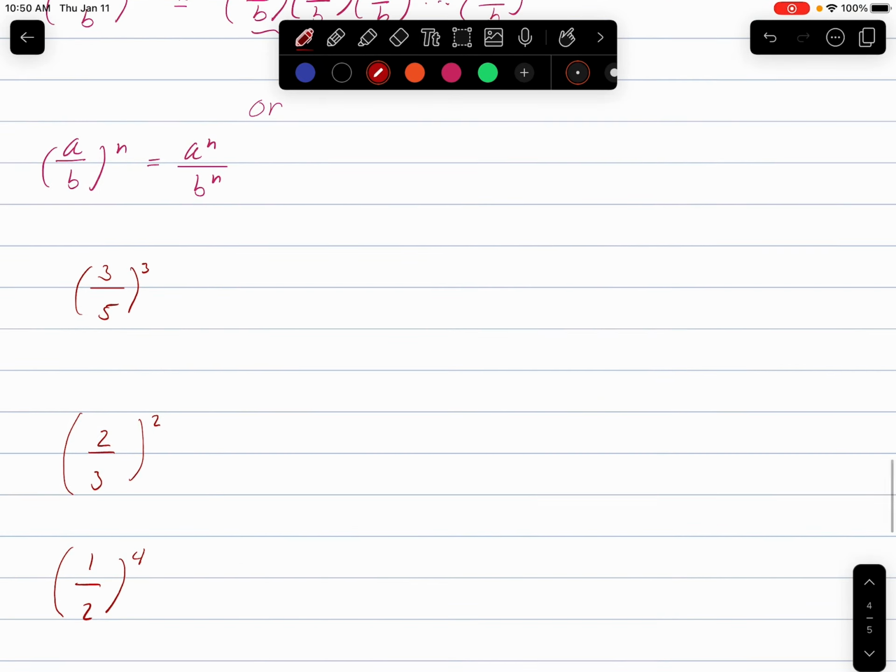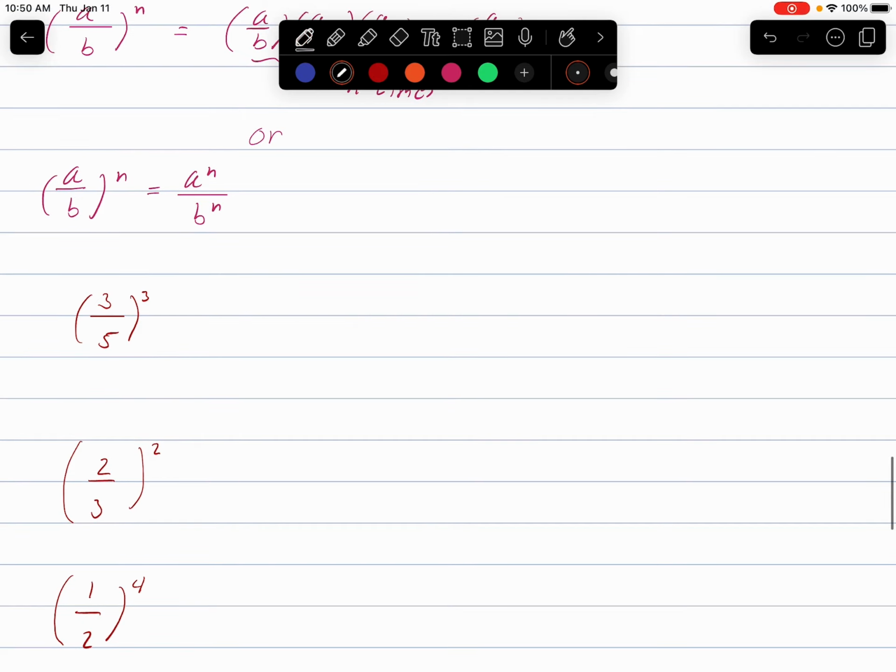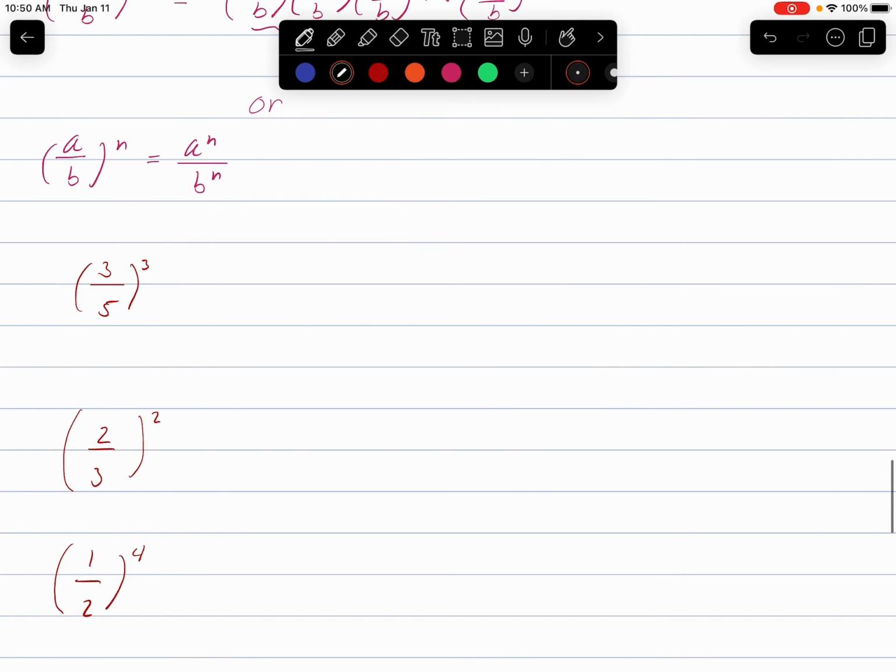So here we have 3/5 to the third. With this one, we're going to do it the first way. And I think what you'll see as we do these is they're actually more alike than they are different. It's really just the first step. So if we do it the first way, we can write this as 3/5 times 3/5 times 3/5. So we're multiplying 3/5 by itself 3 times.